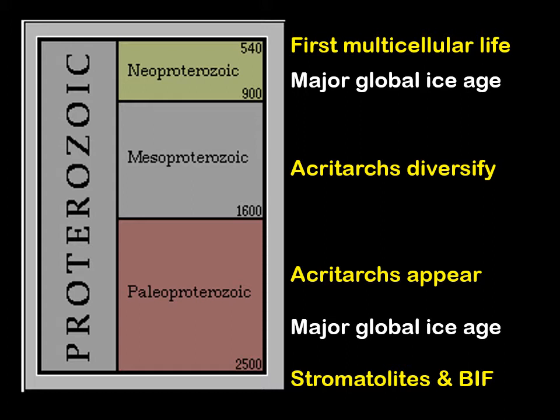Now, does anybody notice a trend here? We have stromatolites and banded iron formations, major global ice age. When we come out of that, we have this new kind of evolutionary novelty. And then when that diversifies, we have a major global ice age. We come out of that into multicellular life, another big event. So the ice ages here are serving as kind of an environmental upset for the entire planet.